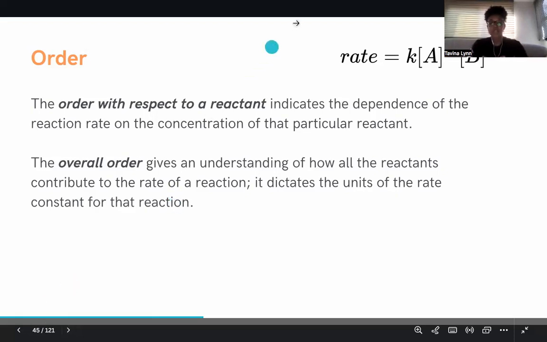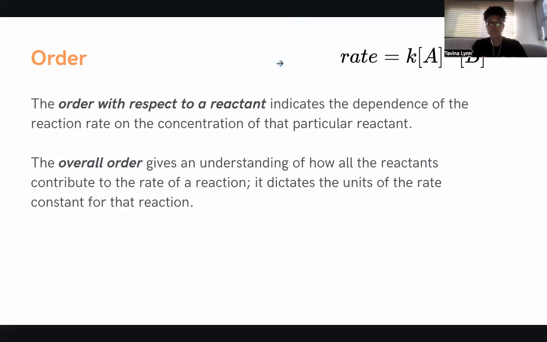So in the next video, we're going to look at an example of how we can determine a rate law for a reaction given experimental data.